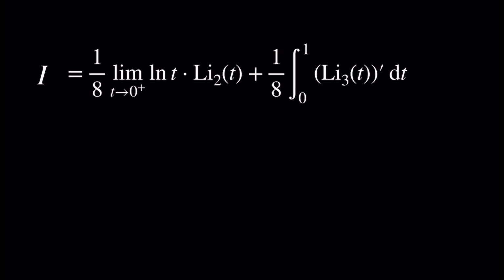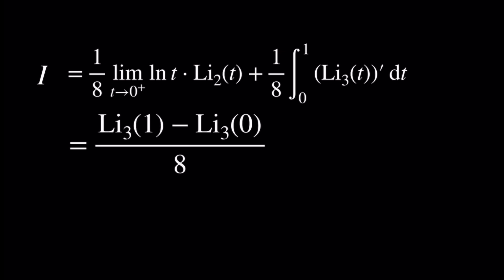So now we just have, after integration, Li 3 at 1 minus Li 3 at 0. Well, Li 3 at 0 is 0, so the answer is going to be Li 3 at 1 divided by 8. But Li 3 at 1 is exactly zeta of 3. So the answer is going to be zeta of 3 over 8. And this is the end.